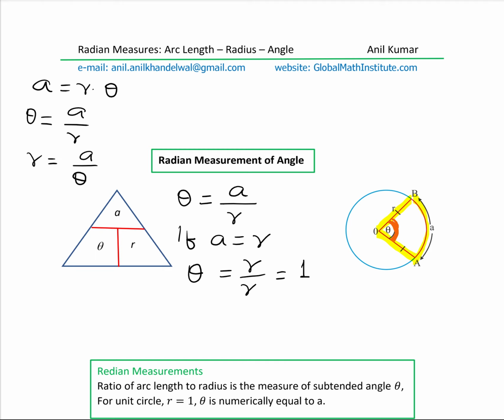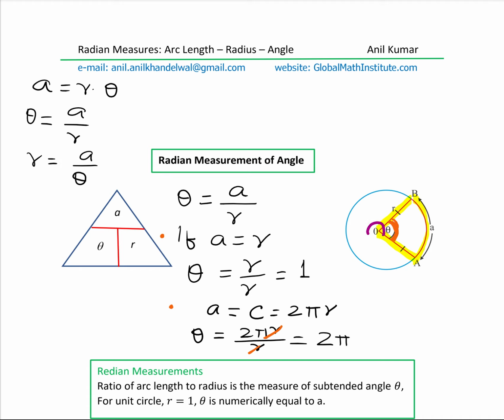Now let's take another case. So this is case 1 if A is equal to r. Now if we consider full circle, let us say if A is equal to circumference C, which is 2 pi r. In that case, what happens? Well, in that case, theta will be equal to 2 pi r divided by r. Now r and r can cancel out, and what you're left with is 2 pi radians. So from here we learn that full circle is 2 pi radians.